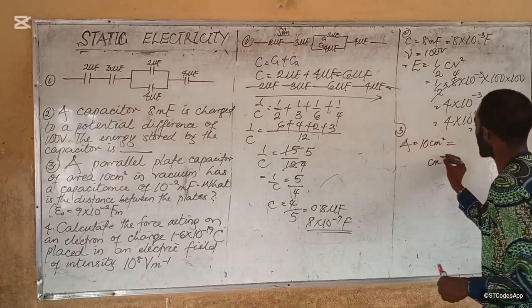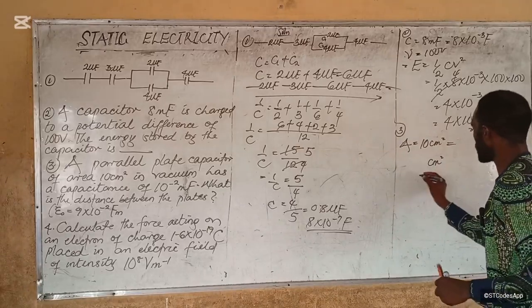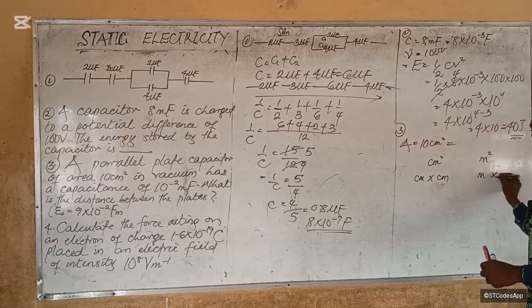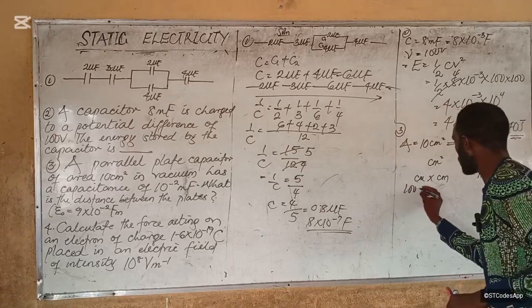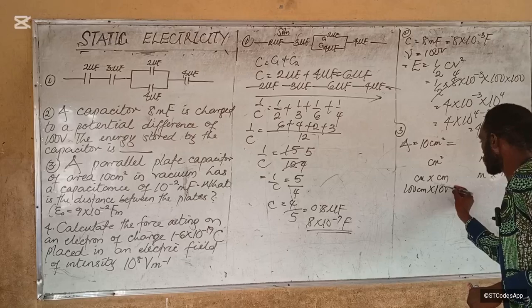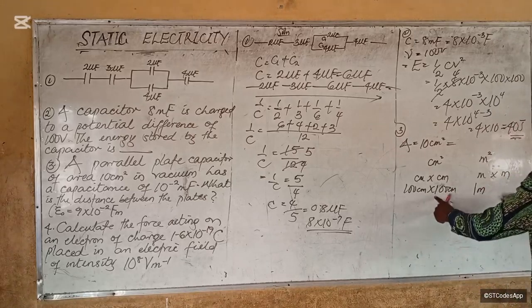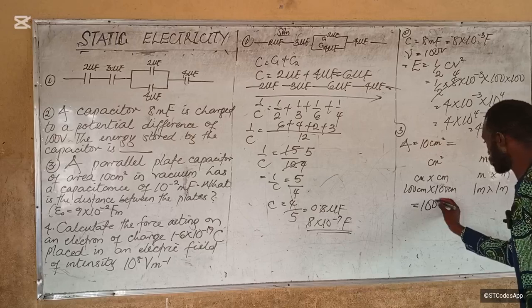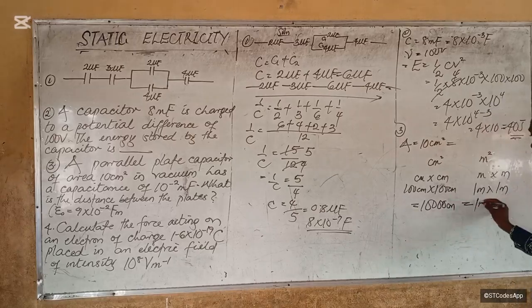So what we have here is centimeter squared, and what we have here is meter squared. This means centimeter times centimeter, and this one means meter times meter. How many centimeters will give us 1 meter? It is 100 centimeters times 100 centimeters. 100 centimeters is 1 meter. So 10,000 centimeters squared is equal to 1 times 1 meter squared. Does that make sense? Good.